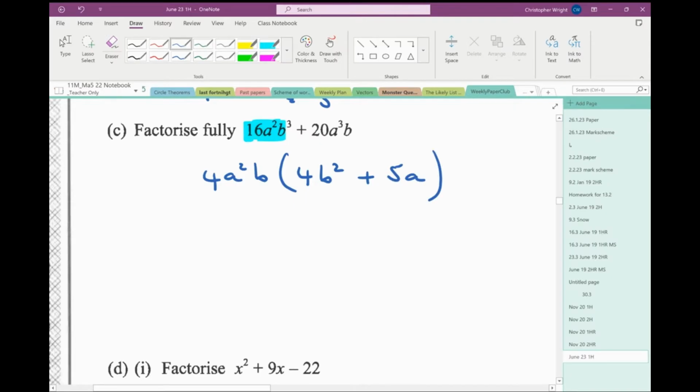And to check my answer in my head, I could just multiply out this bracket and check. I would get back to what I started with. 4 4s are 16, a squared b will give me a squared b cubed, yes it will. 4 5s are 20, a squared b multiplied by a is a cubed b. Good, that's that one done.